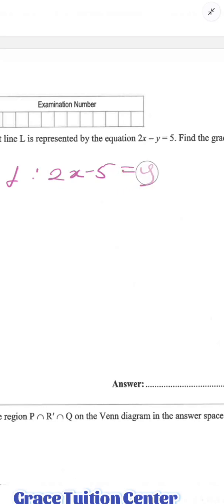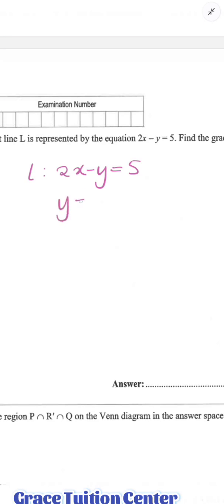Let's just do that again. So our line is L such that 2x minus y equals 5. It is very important to note that a standard linear equation takes the form y equals mx plus c, where c is a constant and m is the gradient.